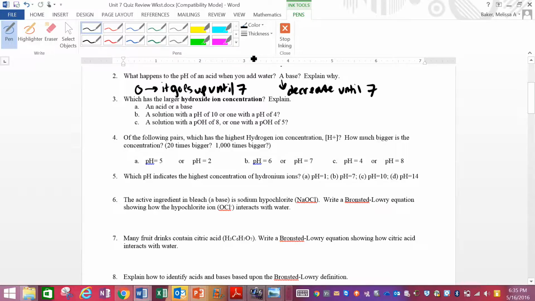Explain why. Well, if you add something with a pH of 7, which is water, the thing that you're adding it to is going to just become more and more dilute. So it's going to become almost all water.